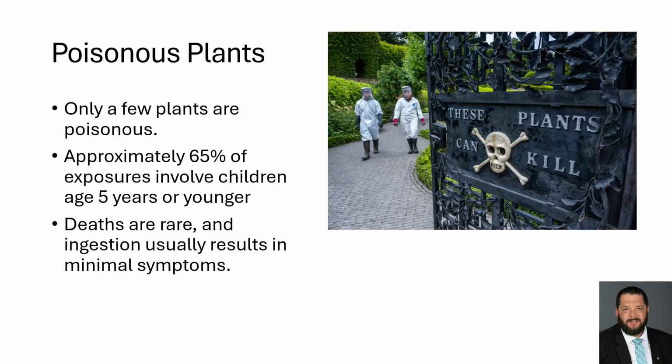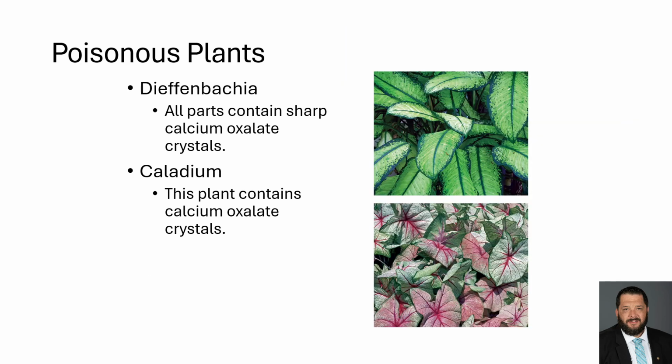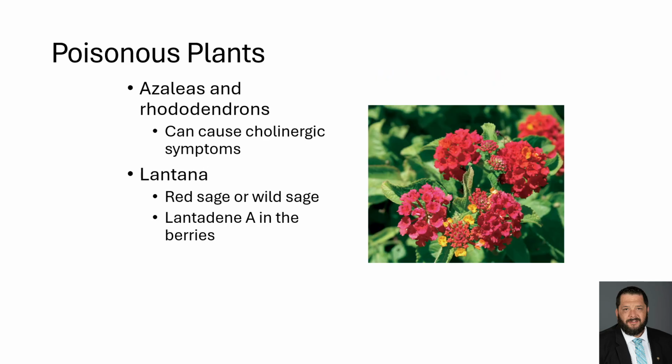There are a handful of plants that are poisonous. Approximately 65% of exposures to poisonous plants involve children under the age of 5. And while deaths are rare and ingestion does usually result in minimal symptoms, it's something to be noticeable of. Dieffenbachia is a group of plants that contain calcium oxalate crystals. Caladium is also a popular house plant that contains calcium oxalate crystals and can be toxic to children.